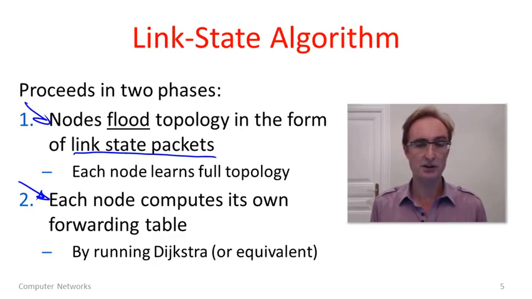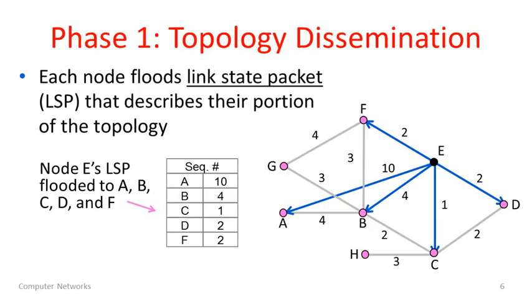Each node is simply going to compute its own routes and forwarding table. So as you can see, the first step here uses flooding, which we've looked at previously, and the second step uses Dijkstra's algorithm, which we've also looked at previously. Link state really just combines these two steps, and that's how it works. I'll go into just a little more detail.